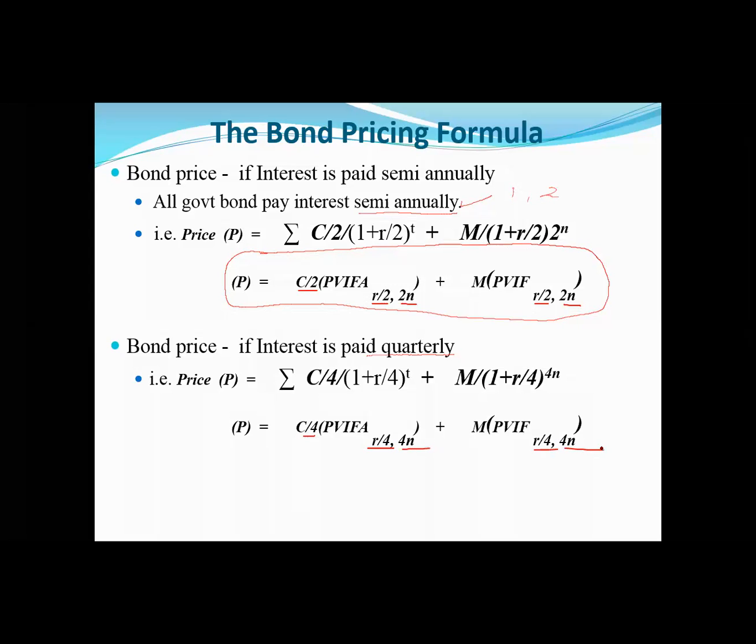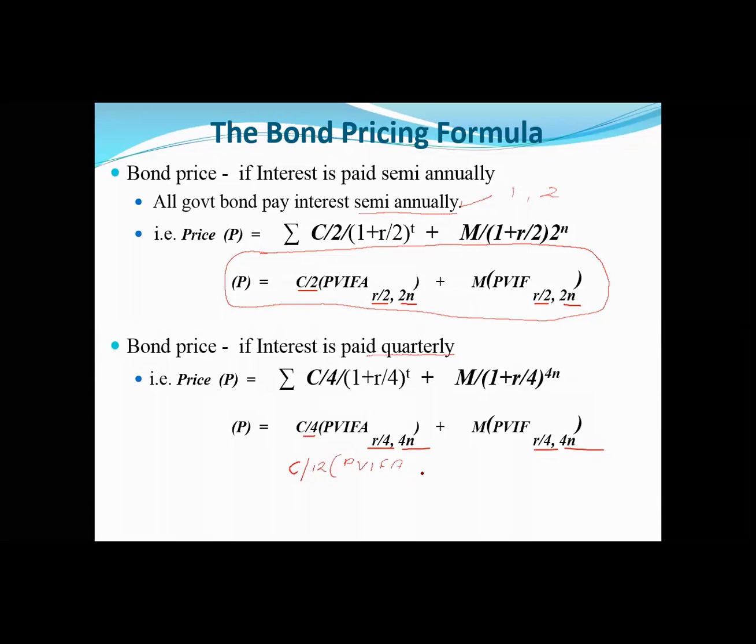My question is, if interest is paid 12 times in a year, that means if interest is paid every month, how will the formula be? It will be 12 times. Agreed, but how will the formula change? How will you write the C formula? The formula would be C by 12. This will remain as it is. Present value interest factor annuity will remain as it is.